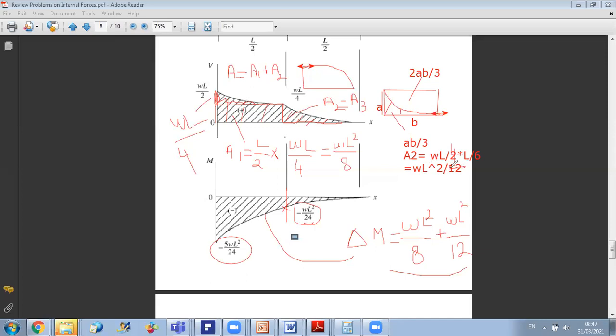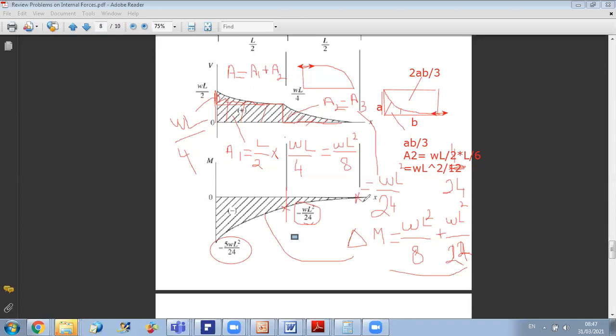So this is over 24, okay? And here it is 24. Okay. So now I can say that A2 equals A3 equals omega L square over 24. So since my moment was minus omega L square over 24, I should add to it plus omega L square over 24, and I will end with 0.